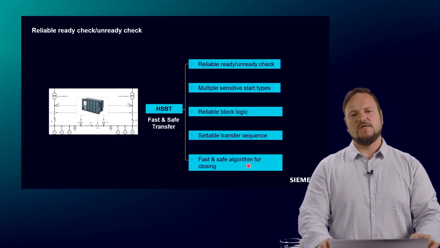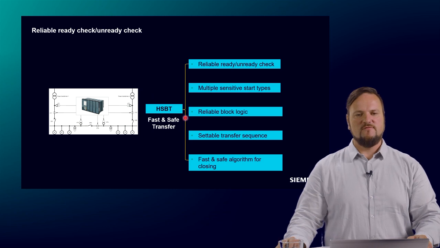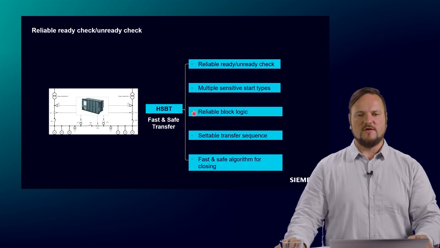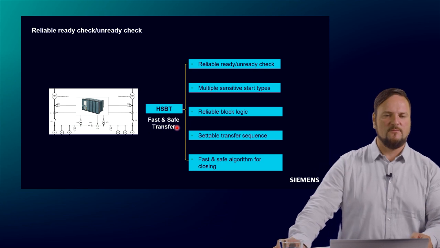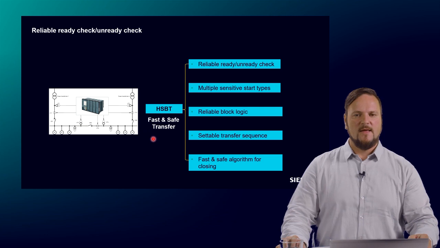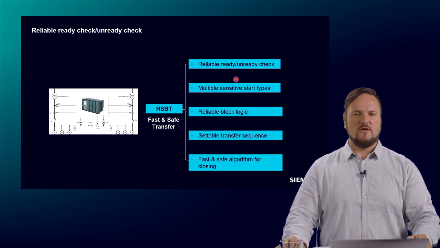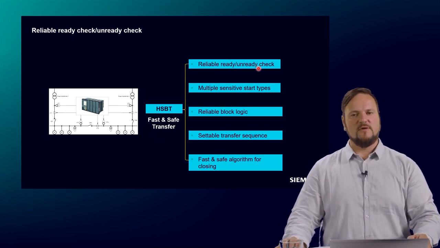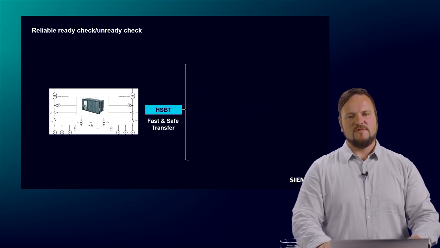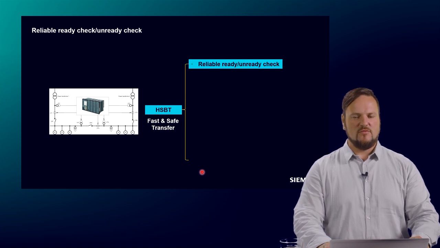So this is the HSBT function. The HSBT function has its own function group. That means in its own function group, we have different function blocks for the function itself. The function is integrated in the ZProtect 5 platform, so you can choose that. You can instantiate the function 4 times per device. And then you find the different function blocks, which are responsible for example for the readiness check, for the sensitive start types, for the blocking logic, for the transfer sequence, and in the end, for the algorithm for closing.